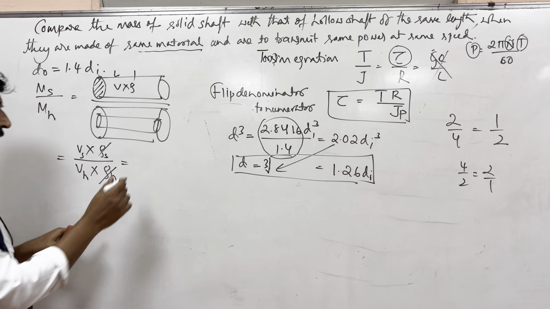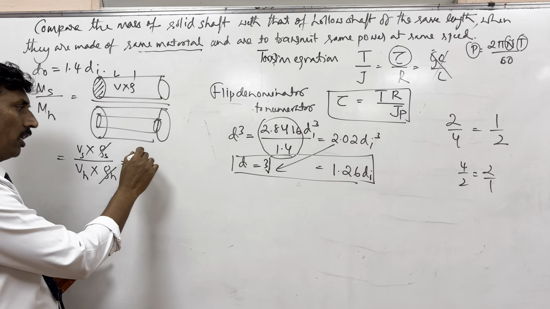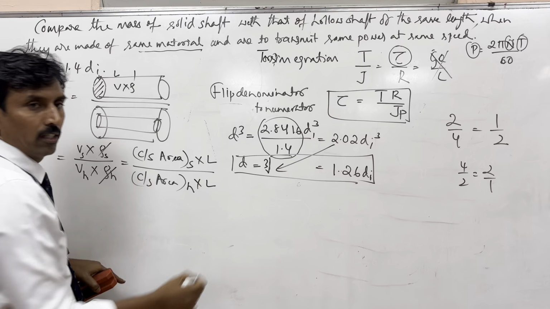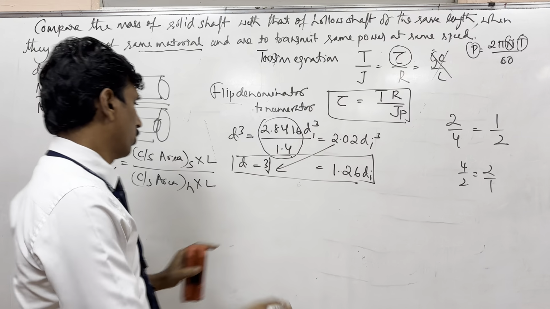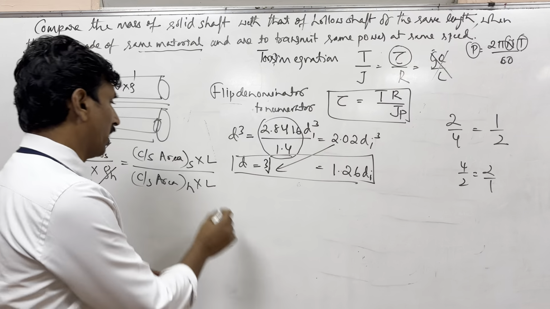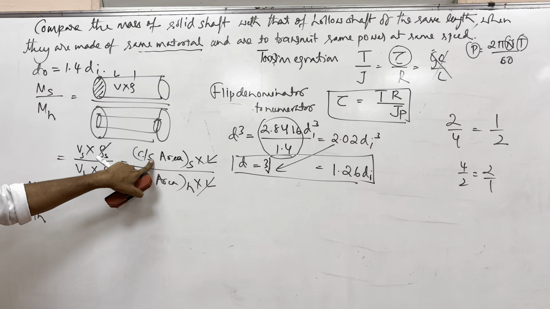Volume is nothing but the cross-sectional area of the solid shaft multiplied by length, divided by the cross-sectional area of the hollow shaft multiplied by length. But here it says the length is also the same, so length also cancels out. So MS by MH is the cross-sectional area of the solid shaft divided by that of the hollow shaft.